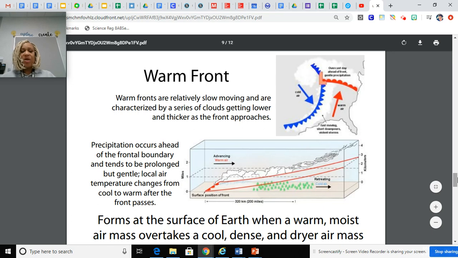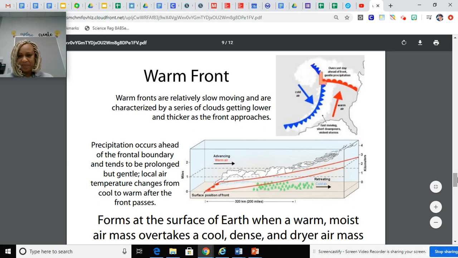So, warm fronts. Warm fronts are relatively slow moving and are characterized by a series of clouds getting lower and thicker as the front approaches. Precipitation occurs ahead of the frontal boundary and tends to be prolonged but gentle. Local air temperature changes from cool to warm after the front passes. So if you hear the meteorologist say, we have a warm front coming, you know you're going to have a hot day, right? Or if you hear them say, we have a cold front coming, okay, it's time to pull out those jackets.